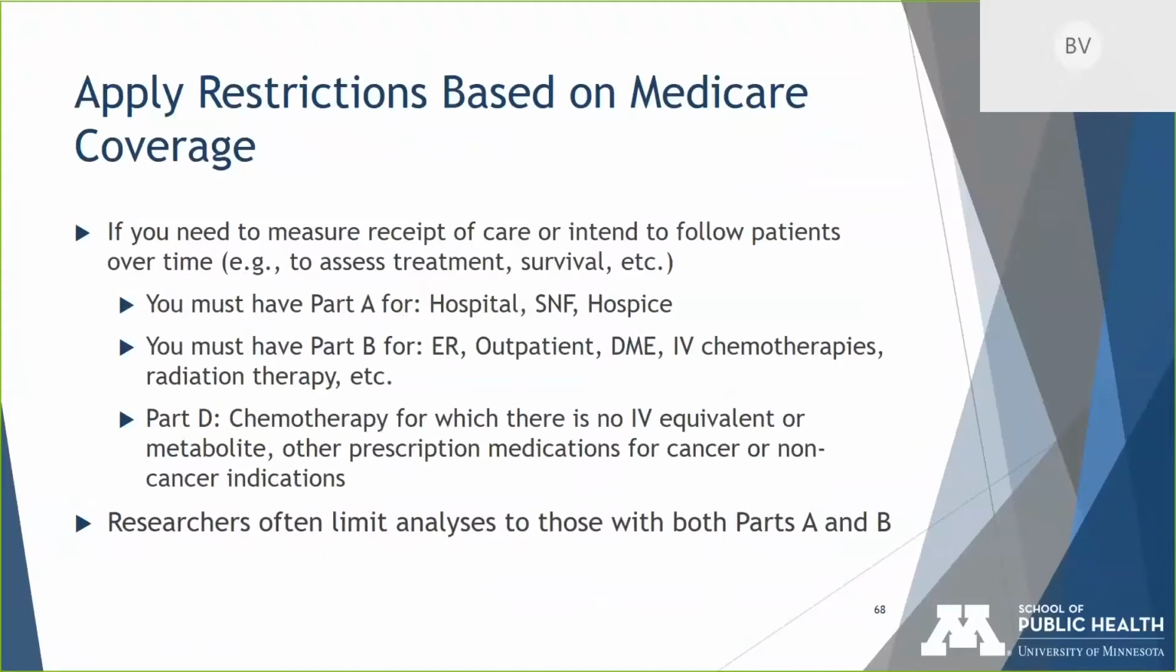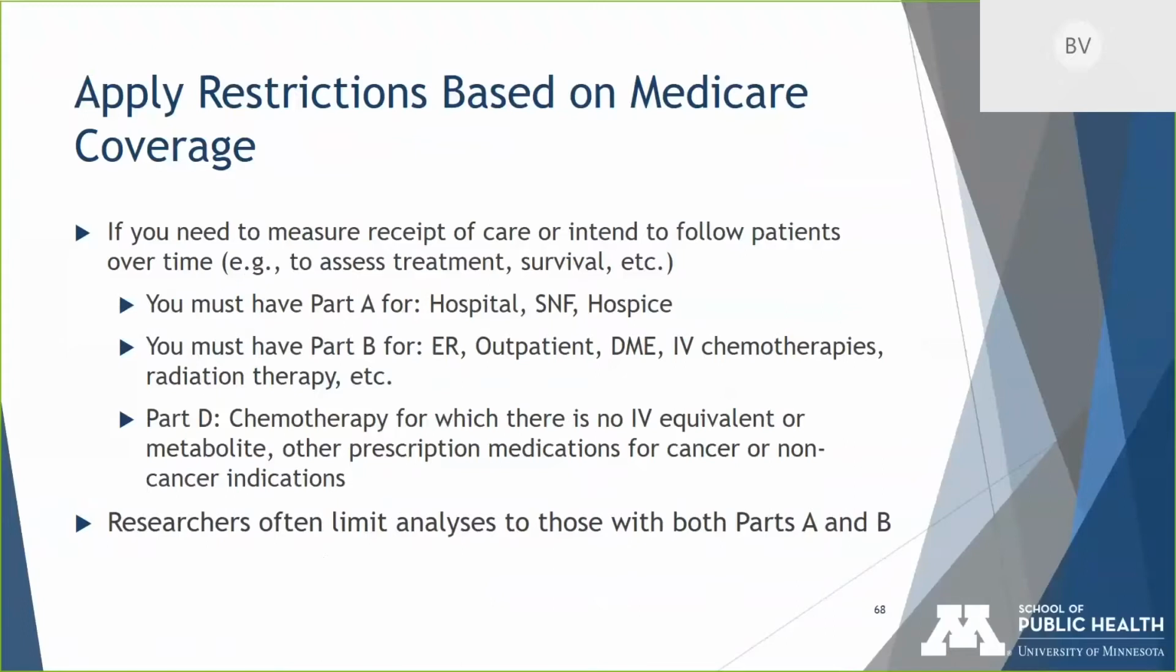Part A is needed when you want to look at hospital care, care in a skilled nursing facility, hospice care, and so on. You, at a minimum, need to have Part A for these services. However, you also need Part B when you are considering services provided in the emergency department, the outpatient setting. You also need Part B when you are looking for durable medical equipment, IV chemotherapy treatments, radiation therapy, and so on and so forth.